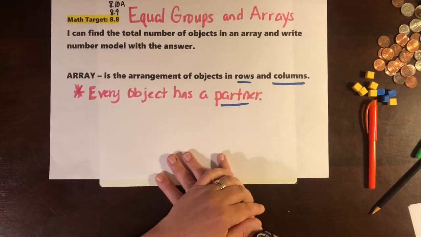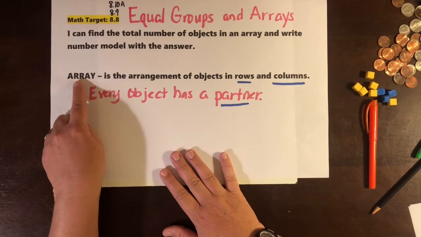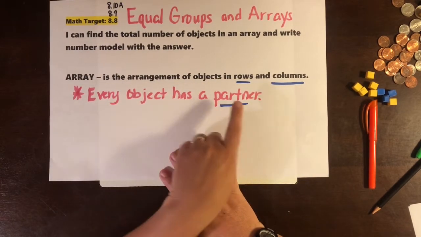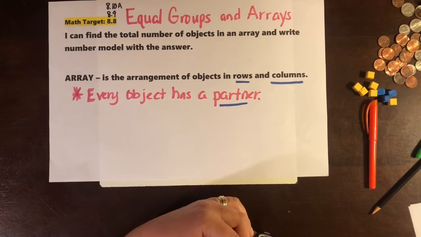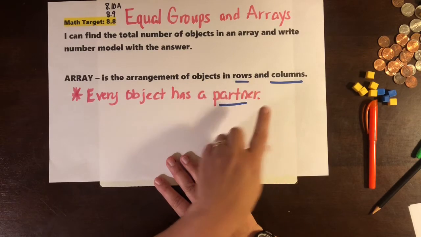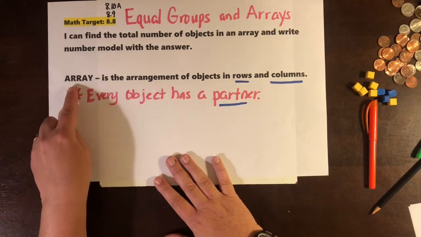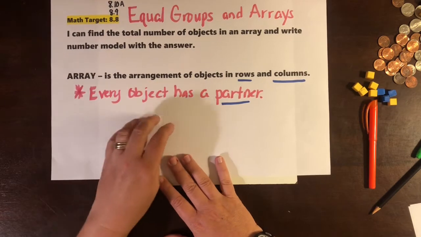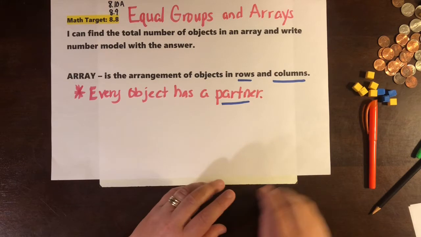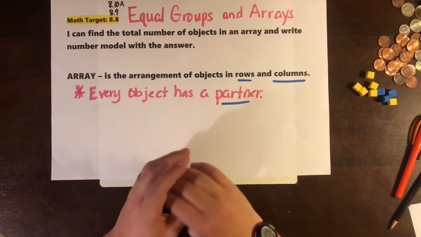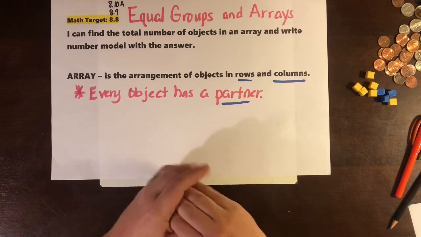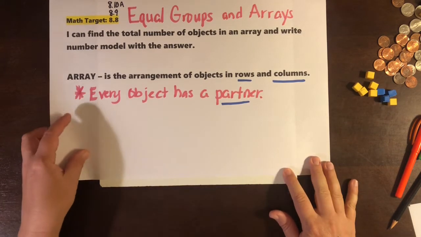Okay. And just so review, we got to go over an array. An array is an arrangement of objects in rows and columns, and every object has a partner. I wanted to make sure that when you are building your rows and columns and everything has a partner, you are building an array. That's an important term that we have been studying the past couple of lessons, and I want to make sure that you remember that. When you have groupings that do not have equal numbers in their groups, it's not an array. So you have to make sure everybody has a partner.